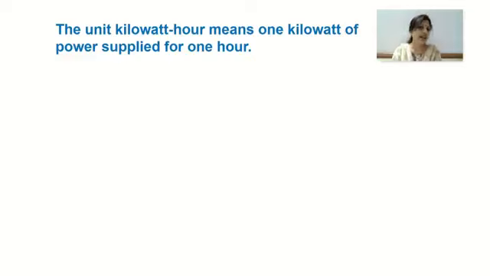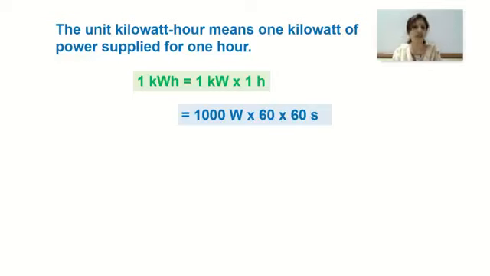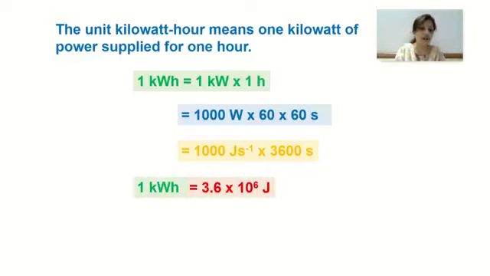1 kilowatt hour I can write as 1 kilowatt into 1 hour. 1 kilowatt we can write as 1000 watt, and 1 hour is 3600 seconds. And if I count the number of zeros and put a decimal point after 3, I get 3.6 into 10 raised to 6 joules. So 1 kilowatt hour is equal to 3.6 into 10 raised to 6 joules. Alright, so we have converted kilowatt hour into joules, and this 1 kilowatt hour is called 1 unit.